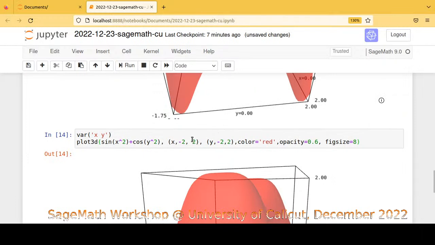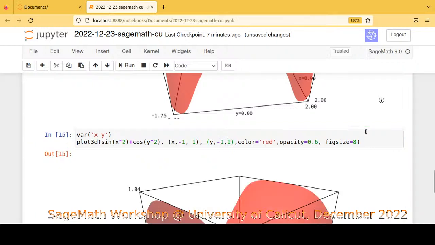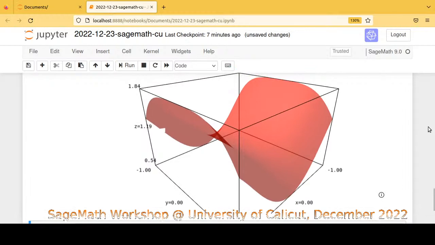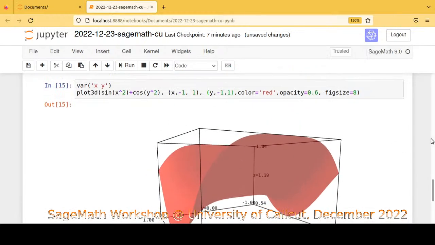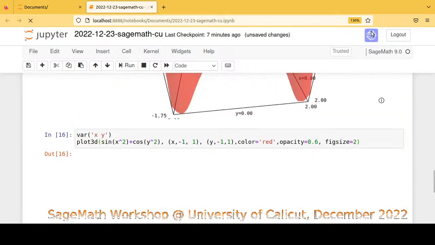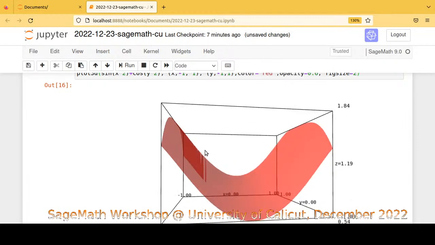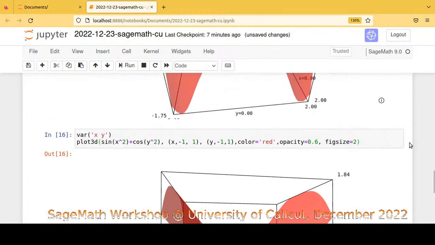I don't know whether it's because we have taken, okay, let us just take -1, 1. That should not make much difference. So we are getting a sheet like this here. So figure size is 8. So if you use 2, I don't see any difference. I don't know why it's happening like that. It's not very clear to me.